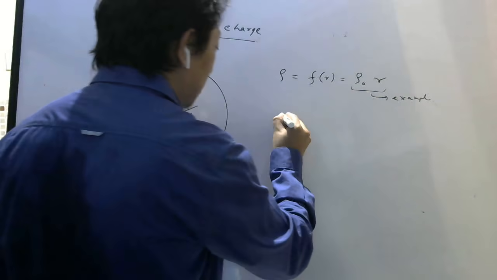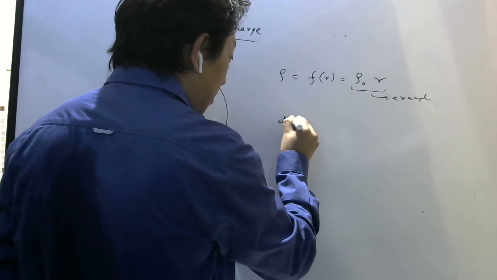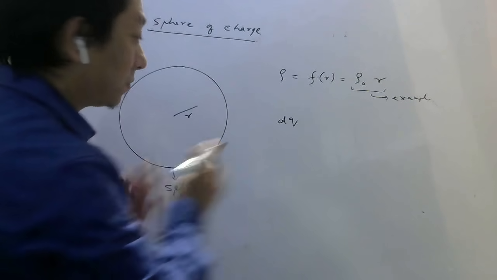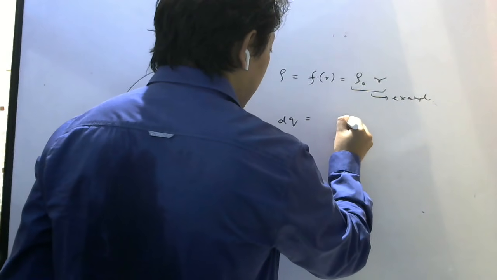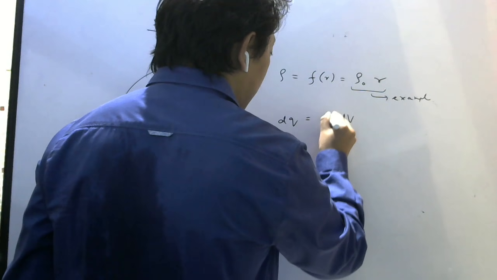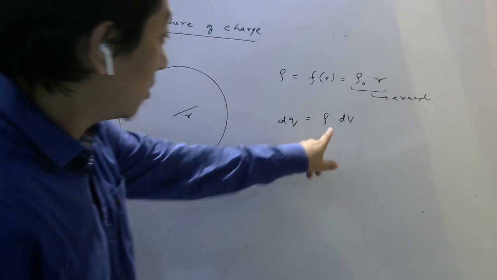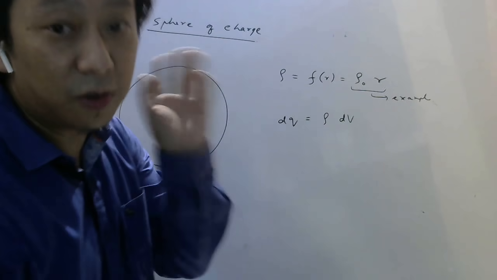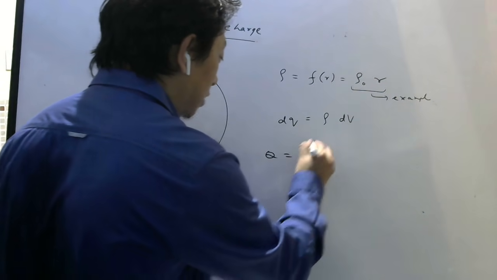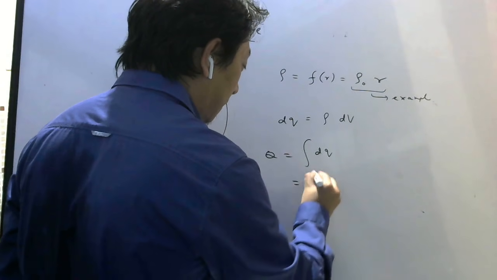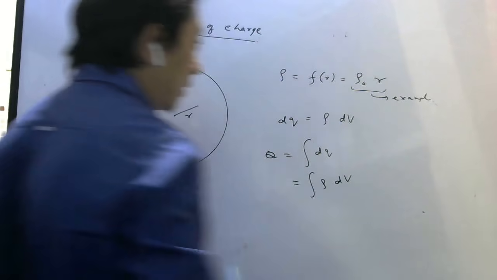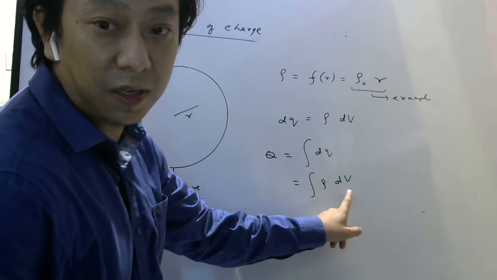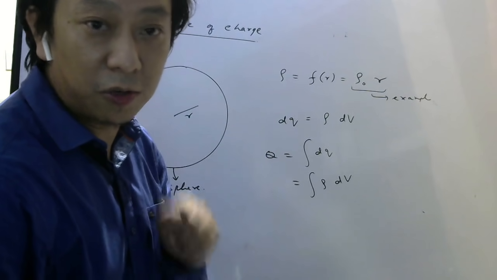So what you have to do is first calculate the small charge in a small volume of this sphere. That volume is, let's say, dV. Then multiply volume with charge density. If you multiply charge density with small volume, you will get the charge in that small volume. Then to find total charge, what do you do? Integrate rho dV. Now your rho is given as a function of r, but dV is not like that. You have to do something for dV, otherwise you cannot do integration.